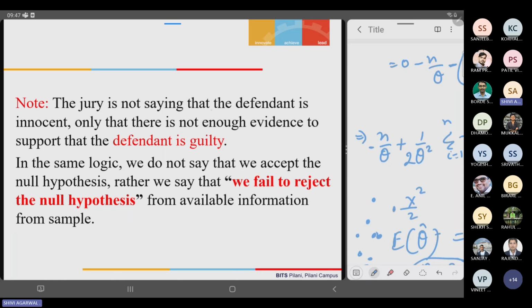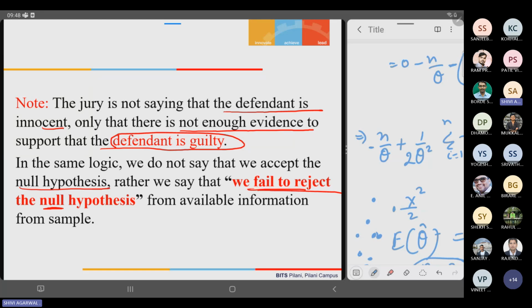So the jury is not saying that the defendant is innocent; they are saying there is not enough evidence to support that the defendant is guilty. Okay. So they are not saying it directly. They are saying it in the form of we fail to reject H naught. Null hypothesis means H naught. So we are not saying we accept the null hypothesis. We are saying fail to reject H naught.